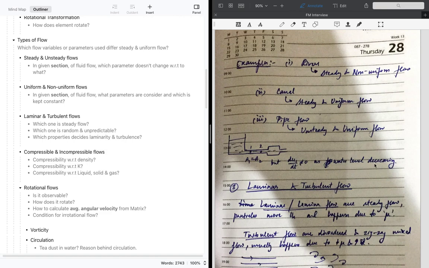As the water level is decreasing... See, sorry, it changes with the time, because if the water level is decreasing, then the speed in this area will basically decrease. That's why it is unsteady. But in this particular section, it is uniform, because with respect to the position, this velocity doesn't decrease.